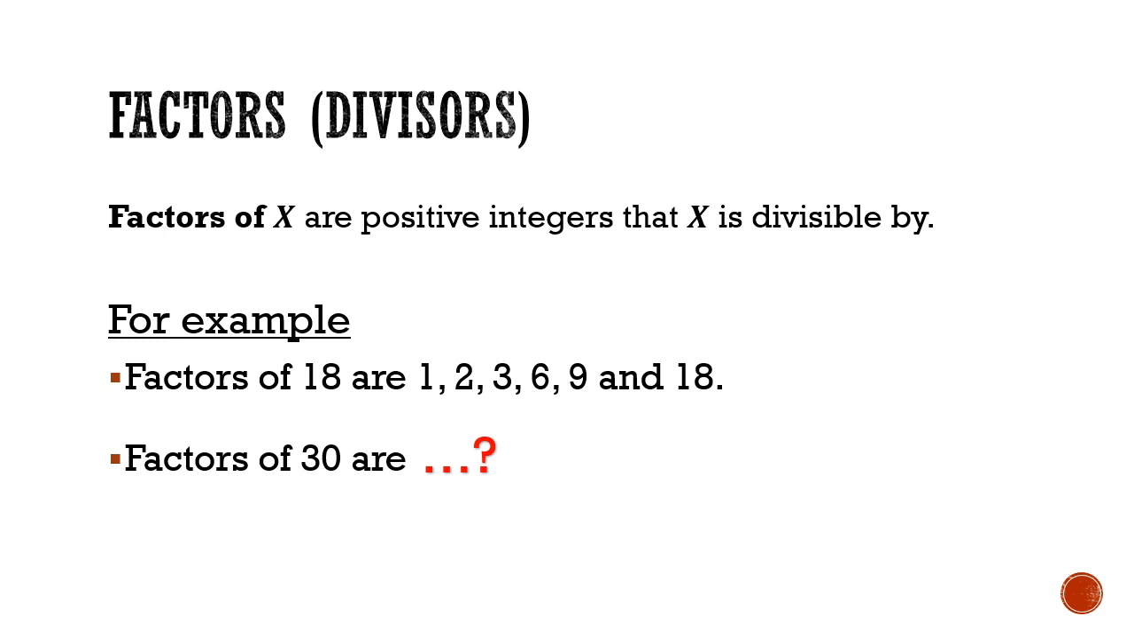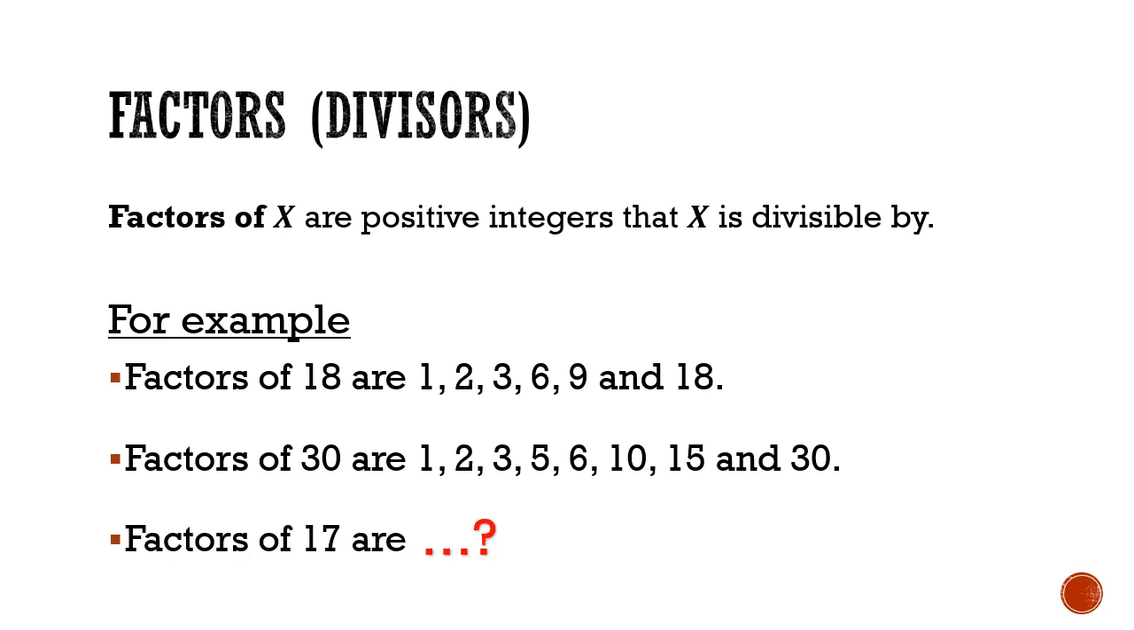What about the number 30? Well, 30 is divisible by 1, 2, 3, 5, 6, 10, 15, and 30. It has 8 factors in total. What about the number 17? Well, 17 is interesting. It only has 2 factors, 1 and itself.